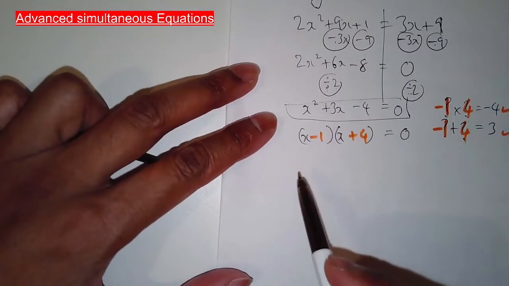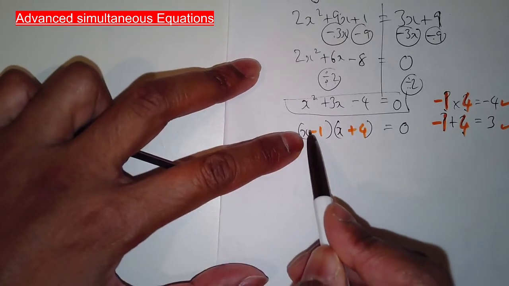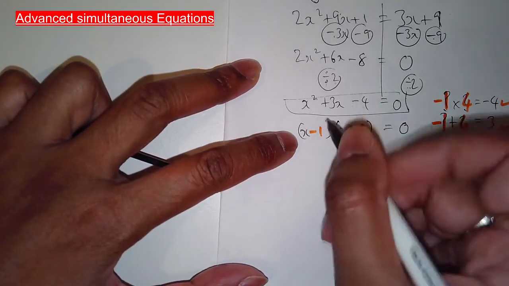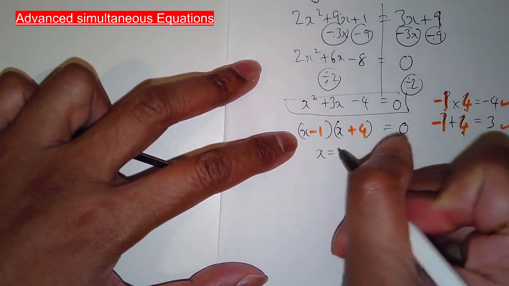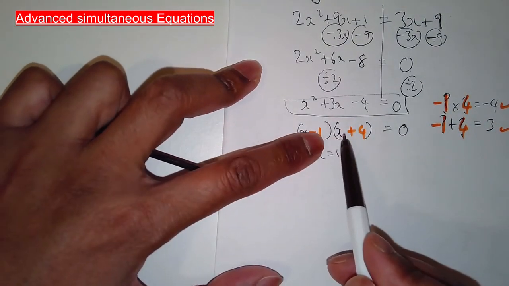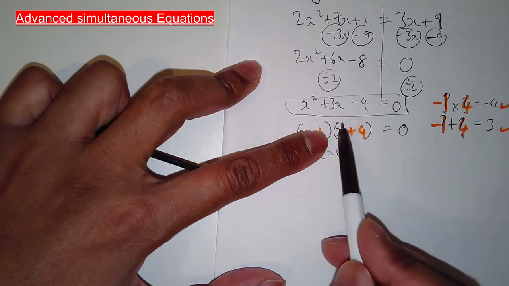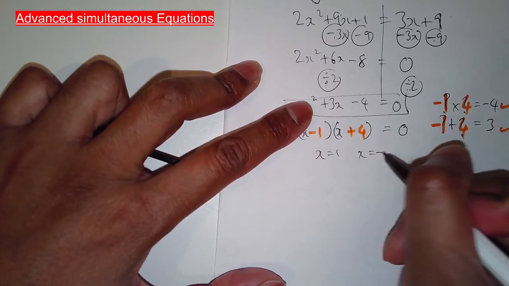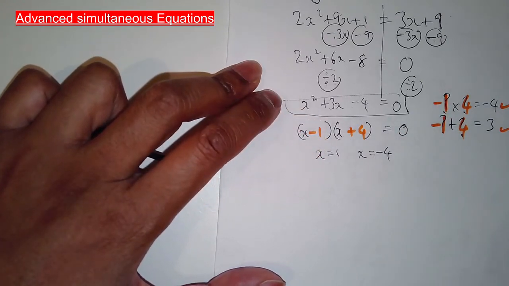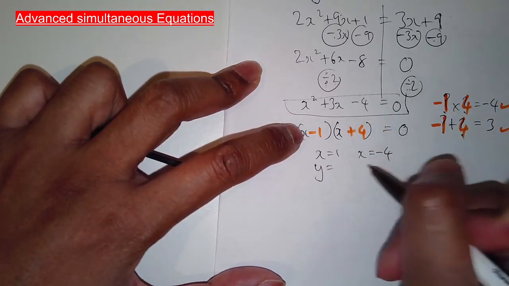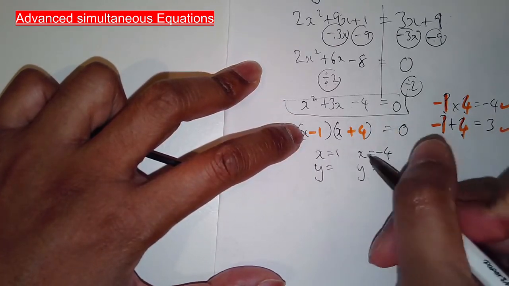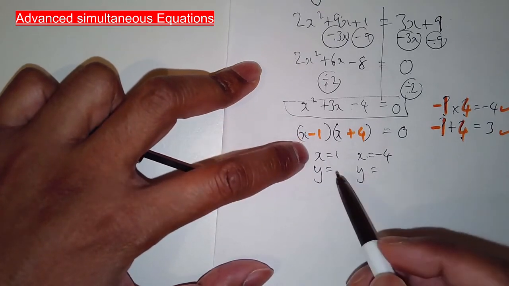What number can I put in here to make that 0? And you've seen in the first video how I've done that. Obviously x equals 1. And what value of x can I put in here to make that 0? It's going to be x equals minus 4. Now there's going to be the corresponding value of y for this one and the corresponding value of y for this one as well. That's what we're going to work out.